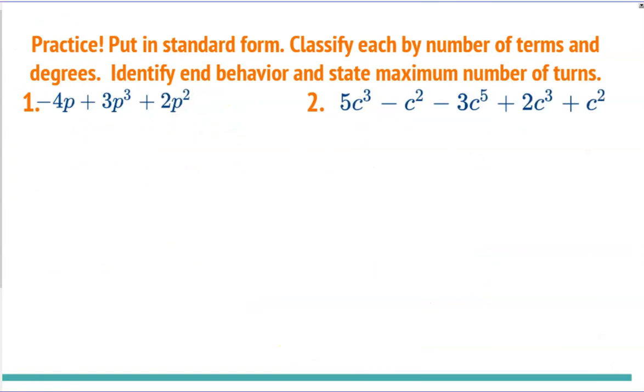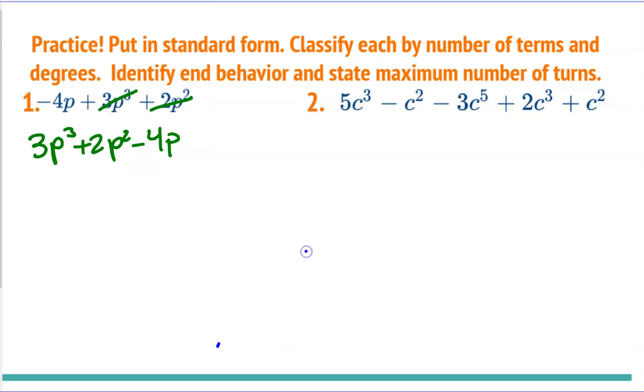We're going to put it all together here. We're going to put them in standard form. We're going to classify, and we're going to identify end behavior and how many turns this graph could have. Okay, so look in here. This is not in standard form. I've got to have my highest exponent first, which is my cubed. So 3p cubed. Then we're going to go to my next highest degree, which is 2p squared, and then finish it with negative 4p. So the signs in front come with them.